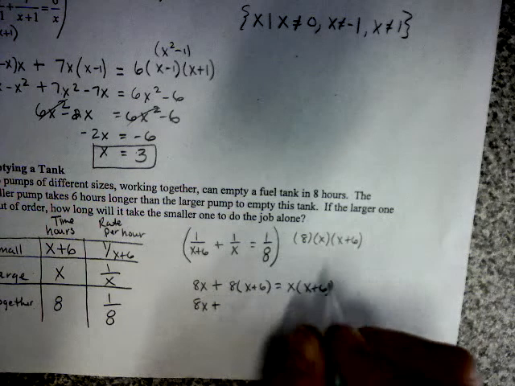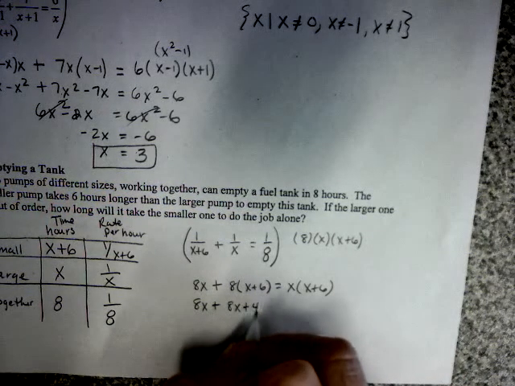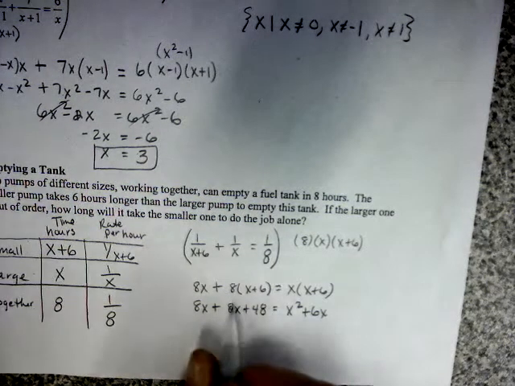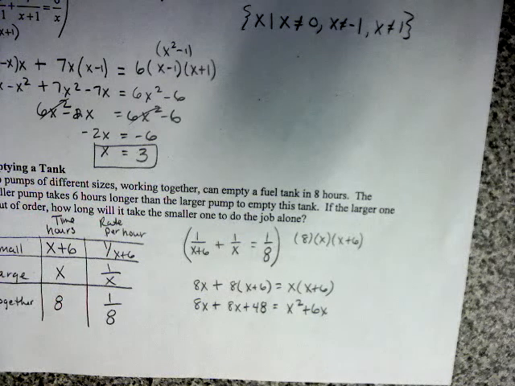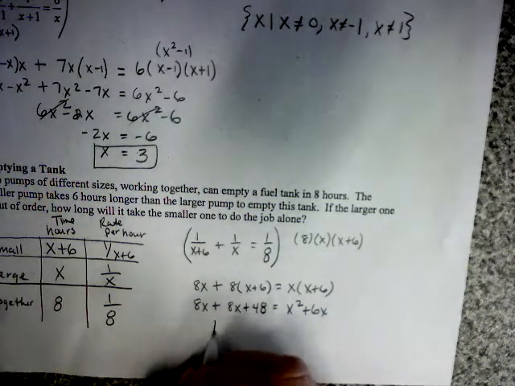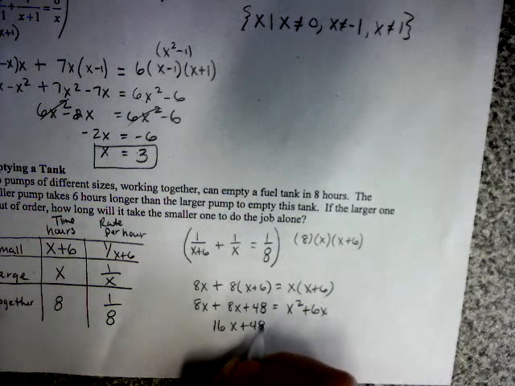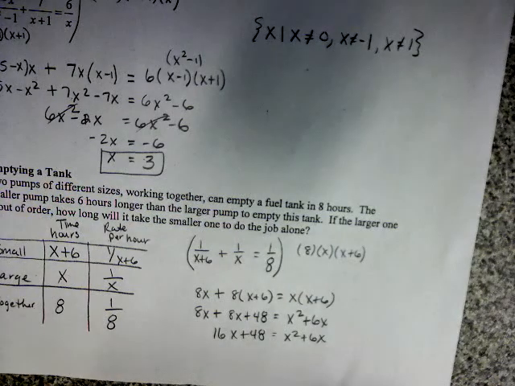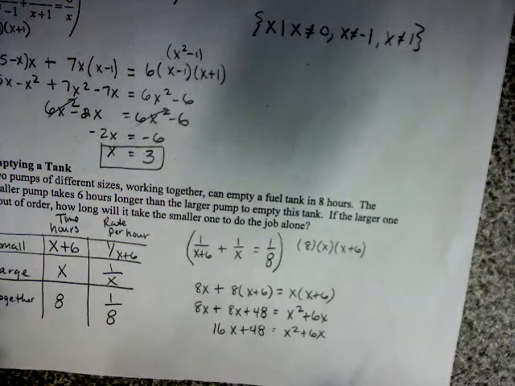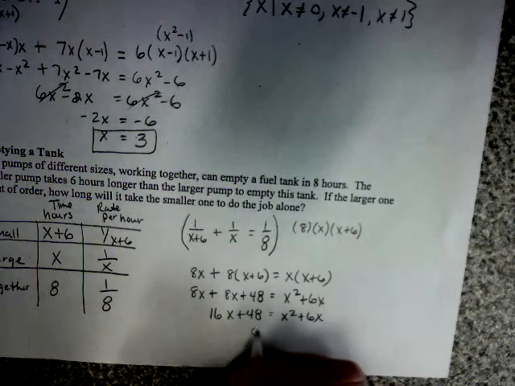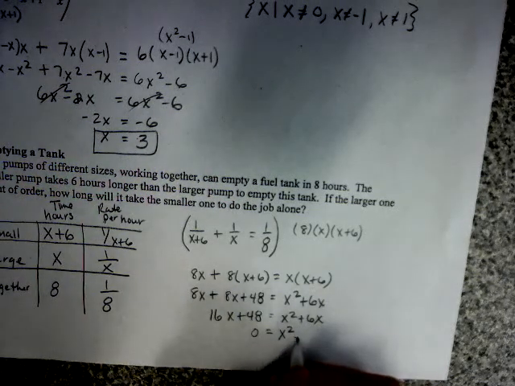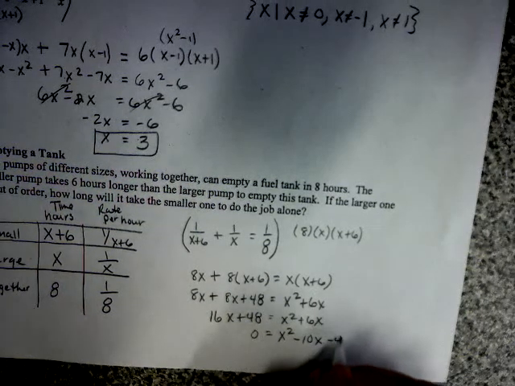So we can simplify or expand this out. Distributive property in both these cases. And then we can simplify on the left side. We get 16x plus 48 equals x squared plus 6x. And then we can get everything to the right side since we have a quadratic here. So we'll have 0 left on the left side. X squared, we'll subtract the 16x over, and we'll get a negative 10x, and subtract the 48 over as well.